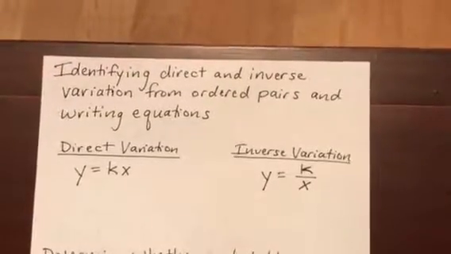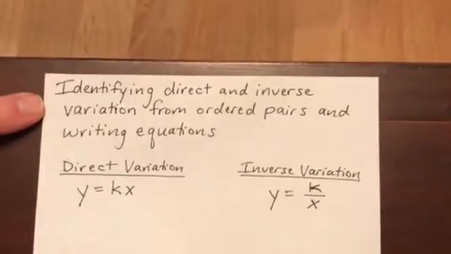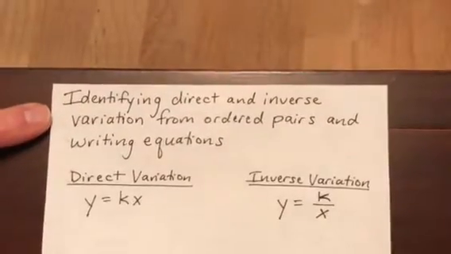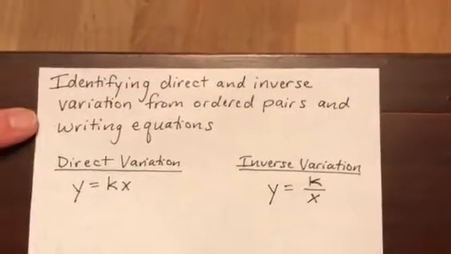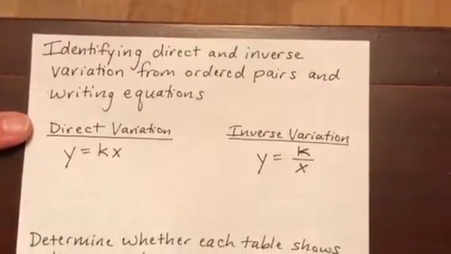This is Math 97, Quiz 3 topics. Identifying direct and inverse variation from ordered pairs and writing equations. First, let's review what direct variation and inverse variation are.